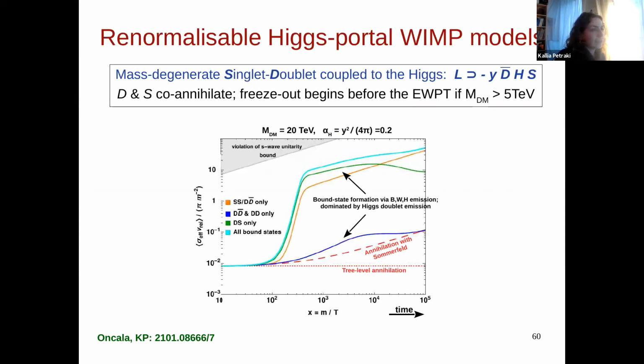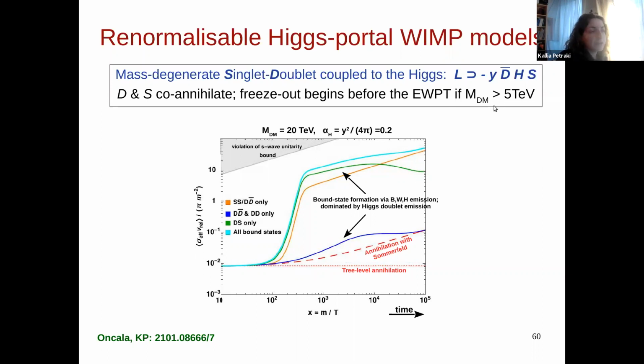So the type of scenarios where this is relevant is scenarios where we have two multiplets coupled to the Higgs, and dark matter is eventually, after the electroweak phase transition, the neutral one, a linear combination of the neutral components of the two multiplets. So here we have an SU(2) doublet and a singlet. We could also have a triplet and a doublet or other combinations.